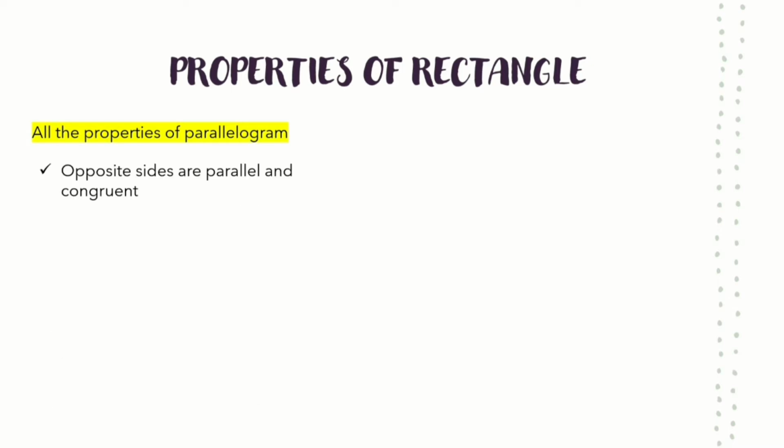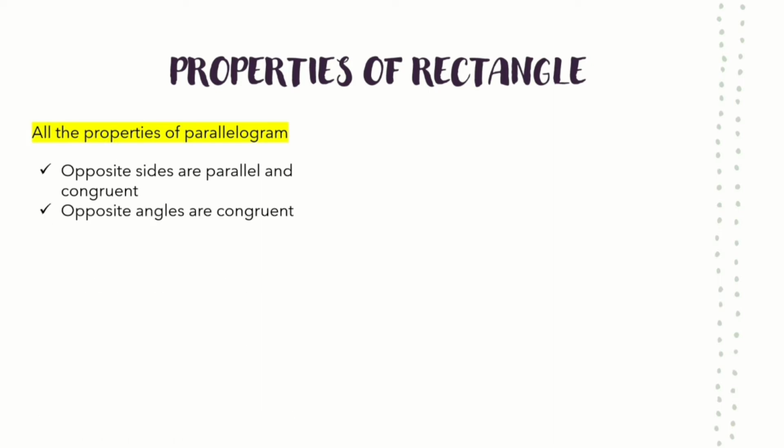Let's now talk about the properties of rectangle. Remember, by definition, a rectangle is a parallelogram with 4 right angles. Now, take note that a rectangle is a special parallelogram wherein it has all the properties of a parallelogram. So what are those properties? We have opposite sides are parallel and congruent.